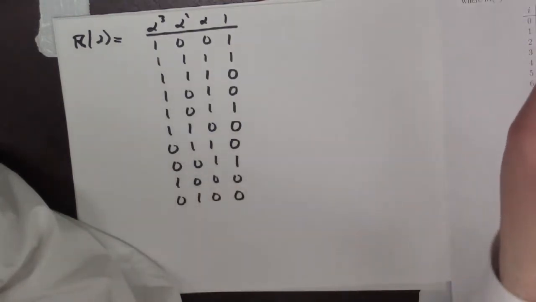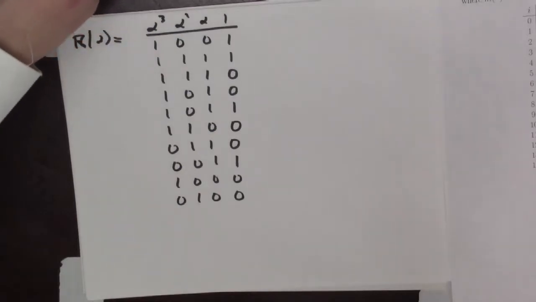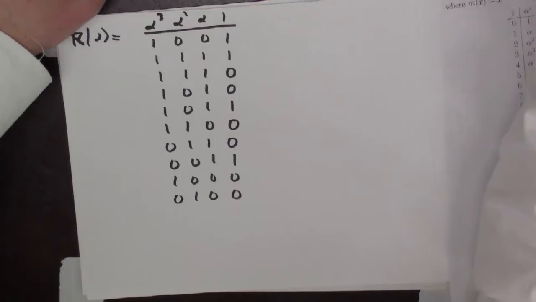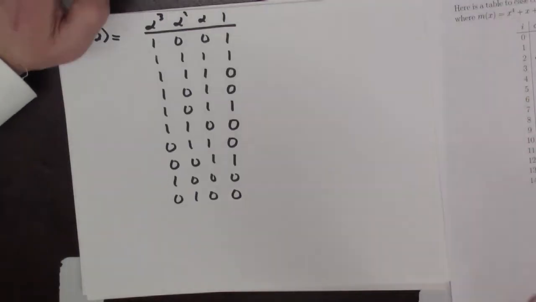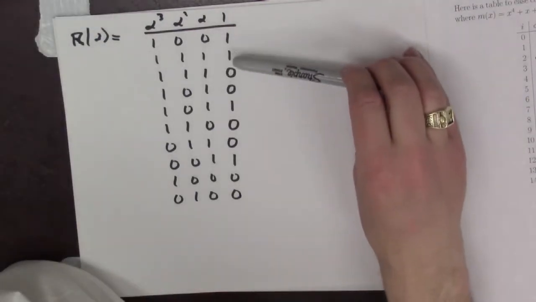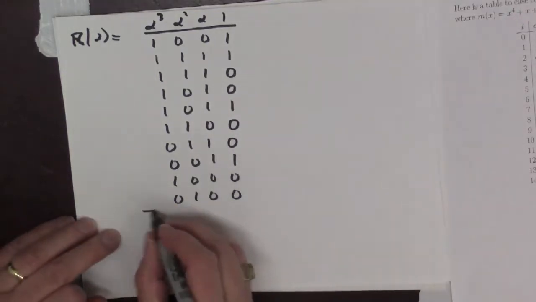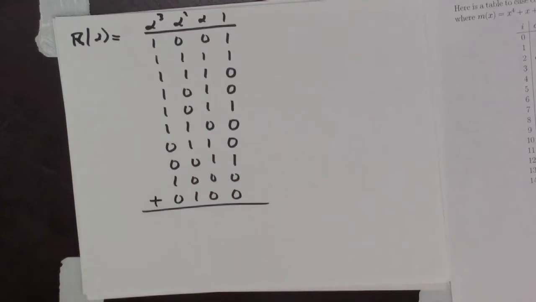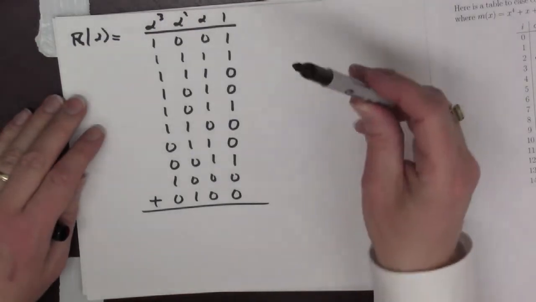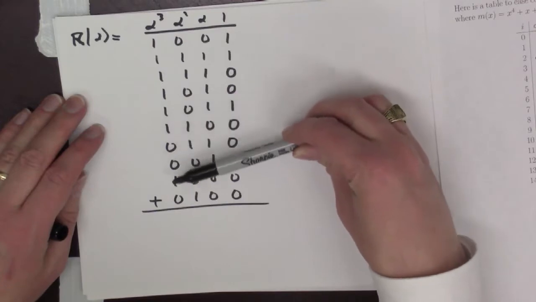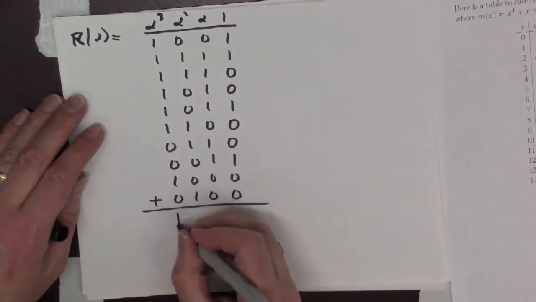Let me count something up here. 1, 2, 3, 4, 5, 6, 7, 8, 9, 10. Okay, actually I have 10 rows in here. Good, I didn't lose anything, at least not yet. Now, we add it up. Are you happy doing things mod 2? I'm always happy doing things mod 2, okay? 1, 2, 3, 4, 5, 6, 7. 1, 1, 2.